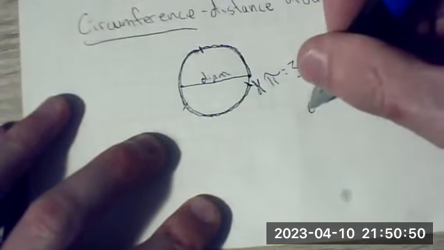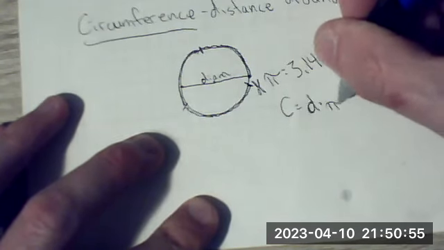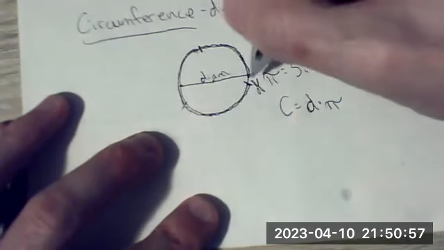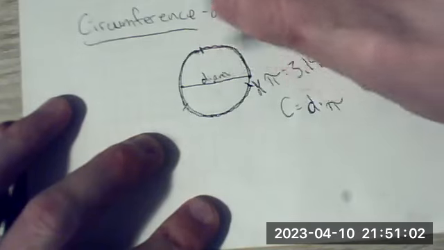That's why circumference equals your diameter times pi. That diameter times 3.141592. That's how you get the distance around.